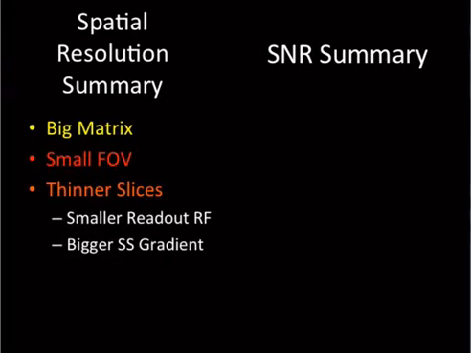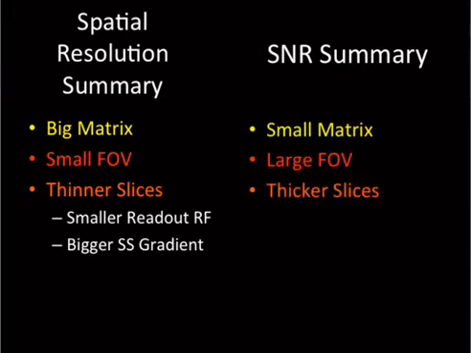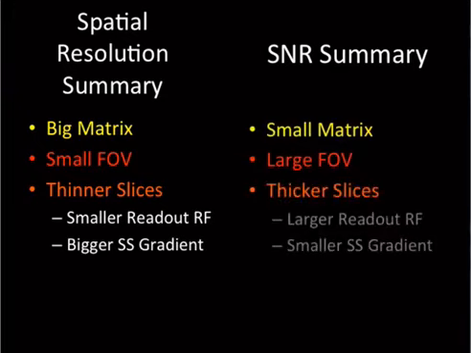Signal to noise wants a small voxel, right? So we want small matrix, large field of view, and thicker slices, which is going to be the opposite: thicker readout and a smaller slice select gradient. And then, of course, a stronger magnet as well. So, stronger magnet, field strength.